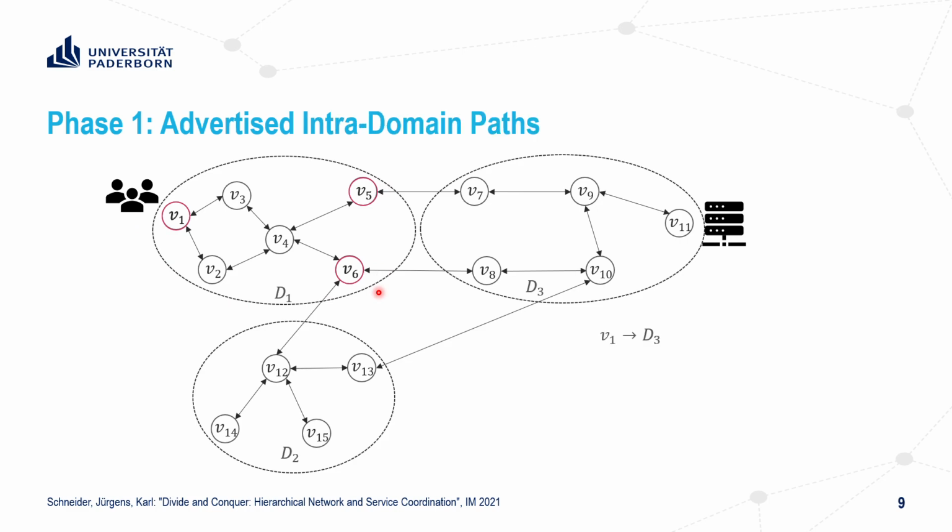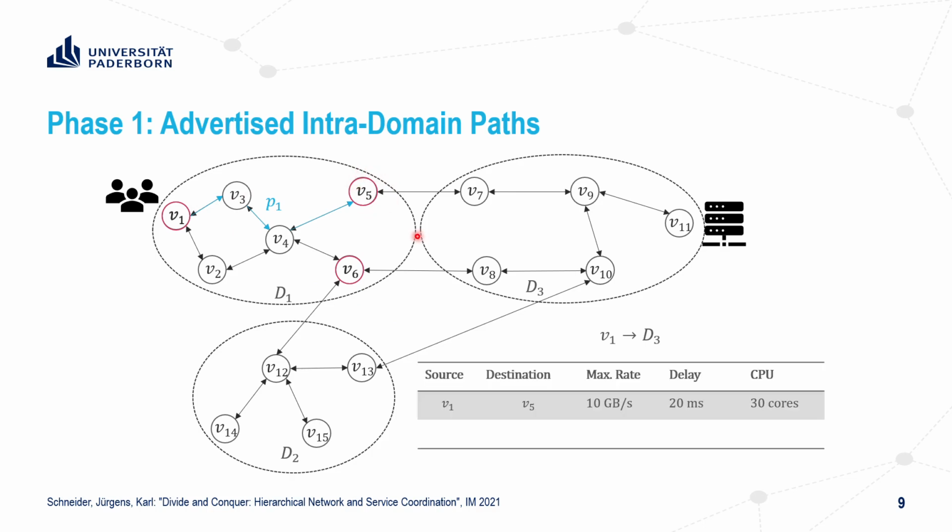In addition to that, we need to advertise the intra-domain paths between these different nodes. And for that, we need to compute all the different paths that we have, for example, from our ingress node V1 to this domain over here. And we do that by solving the maximum flow problem. And then one path that we get is, for example, the path P1 here to border node V5. And when we find this path, we need to annotate it with additional information, as I said. We annotate it with the bottleneck data rate link, with the total delay along that path, and with the aggregated compute resources along these 4 nodes over here.